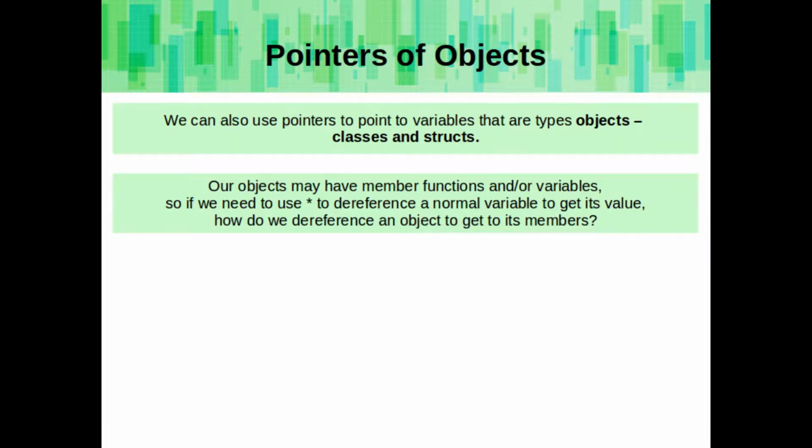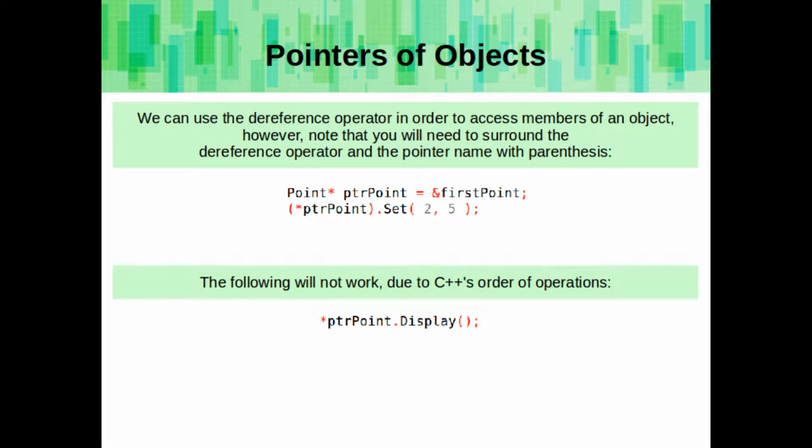We can also use pointers to point to variables that are types of objects, classes or structs. Our objects may have member functions and/or variables, so if we need to use the dereference operator on a normal variable to get its value, how do we dereference an object to get to its members? We can use the dereference operator in order to access members of an object.